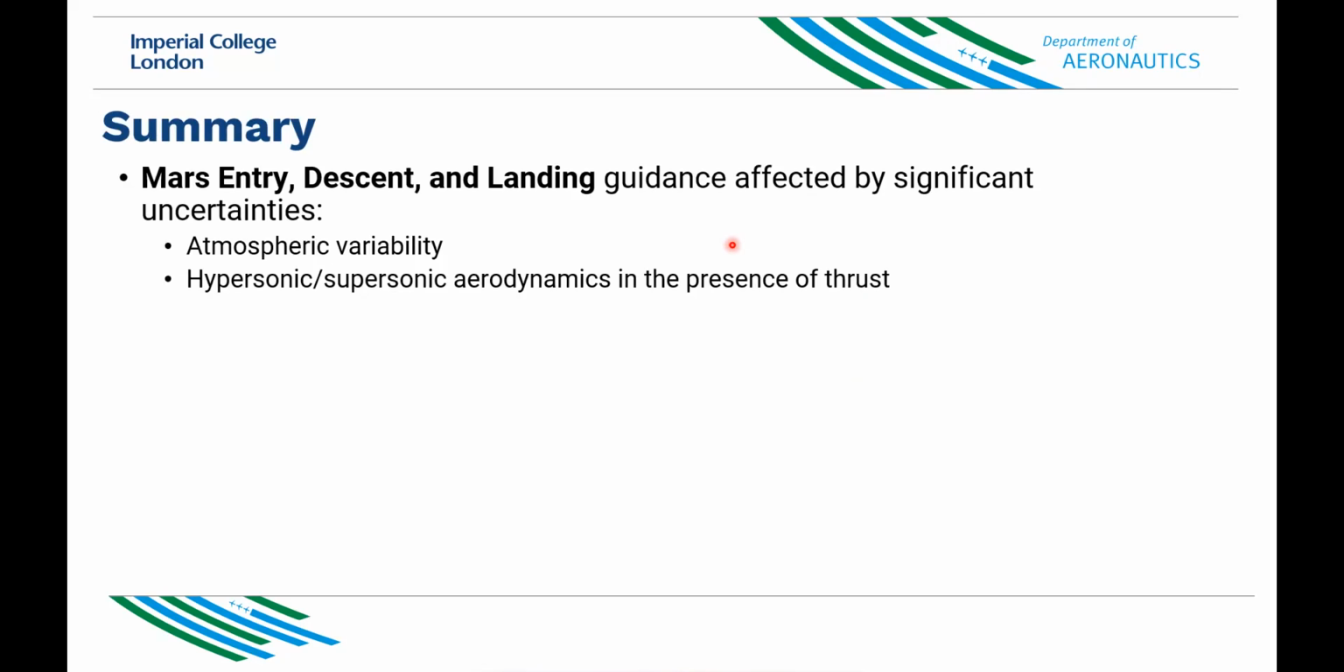So this is the closing slide for my talk, just to summarize the main points that I've covered so far. First of all, the entry, descent, and landing phase of the Mars exploration mission is affected by significant uncertainties, of which the most relevant are the uncertainty in the atmospheric quantities, which are also highly variable, and also the modeling of hypersonic aerodynamics in the presence of thrust.